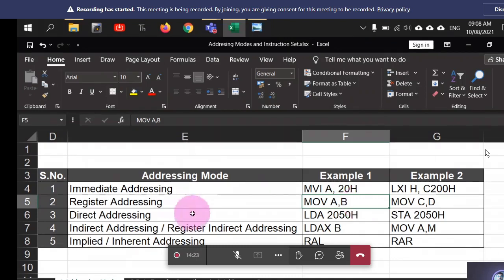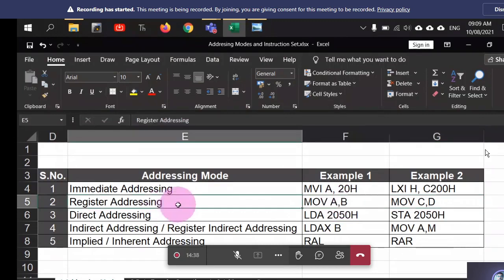If you want to look for the data on which you want to operate, you actually have to access some register. Similarly, the MOV C, D command or the MOV A, B command will be register addressing mode. The data on which you want to operate is inside the registers. Now let's come to the third example, LDA 2050H. What will this command do? It will load the accumulator with the contents of the memory location whose address is 2050H.